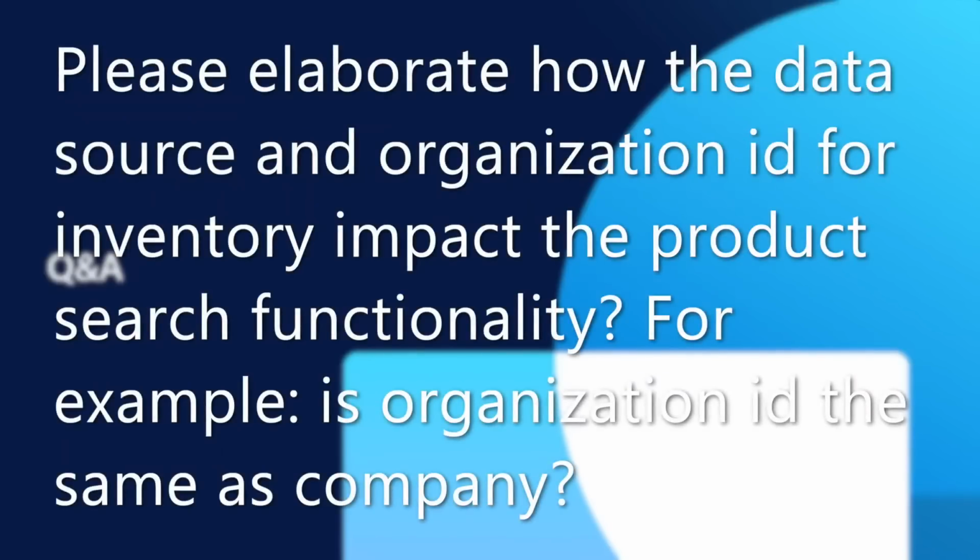I think the next question is, please elaborate how the data sources and organization ID for inventory impact the product search functionality. For example, is organization ID the same as the company? Yes, at this moment, I think the organization ID in the context of inventory visibility is the same as data area ID or company ID, which you see. So with dual-write, you will basically sync your companies, your released products, and your product attributes and values, and those will be available in the product search filter pane, which you saw in the demo. I think another security related question, but I think we have already answered that.